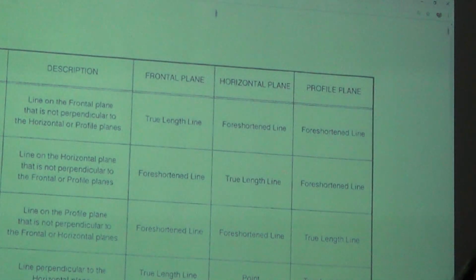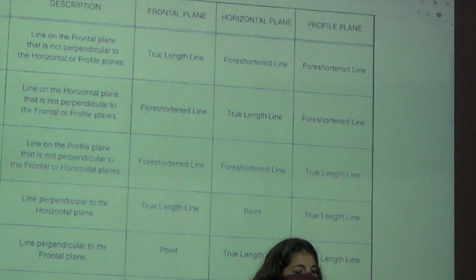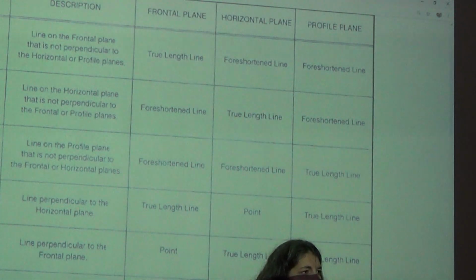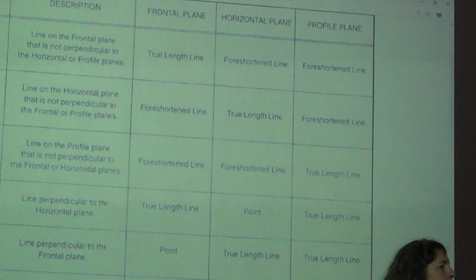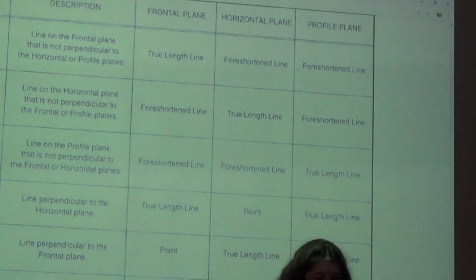Okay, so now let's look. Now you know what the first 3 lines are: frontal, horizontal, and profile. It's where there's a diagonal in that plane, but not in the other planes, which are foreshortened. Okay, let's look at these.